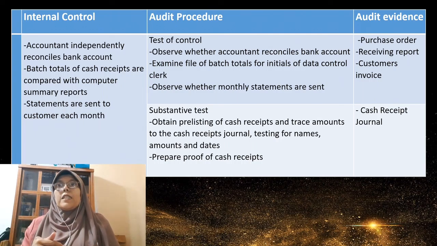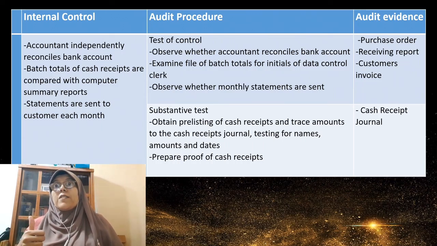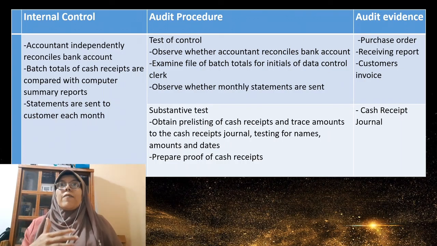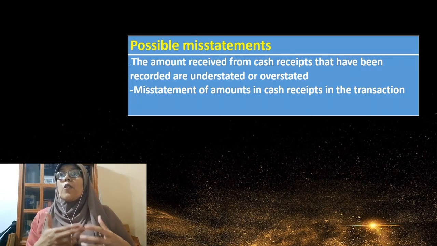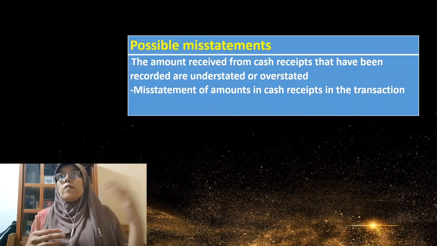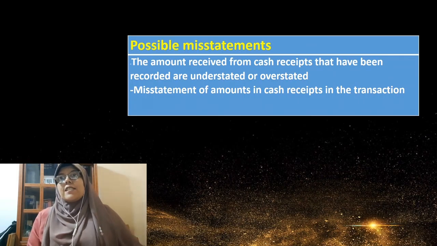The audit procedures for substantive tests are: obtain a pre-listing of cash receipts and trace the amounts to the cash receipts journal, test for names, amounts, and dates, and prepare a proof of cash receipts. The audit evidence is the cash receipts journal. The possible misstatements are that the amount received from cash receipts that have been recorded is understated or overstated, a misstatement of the amount in the cash receipt transaction.